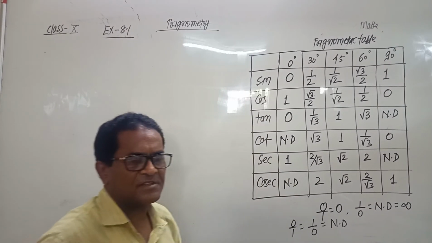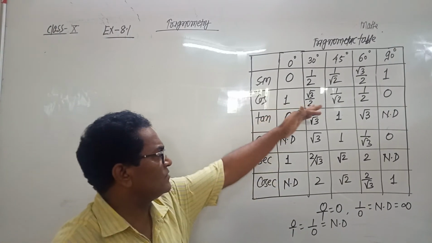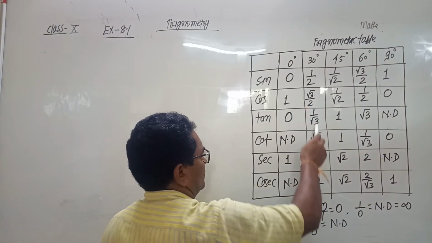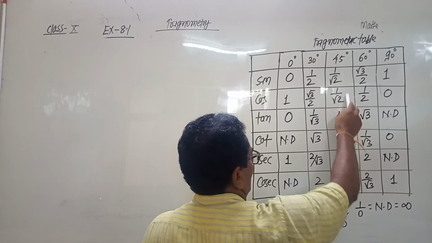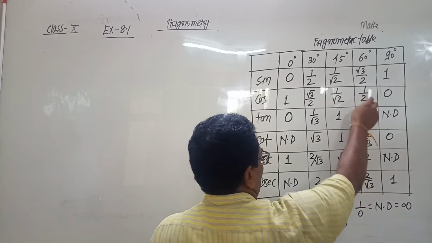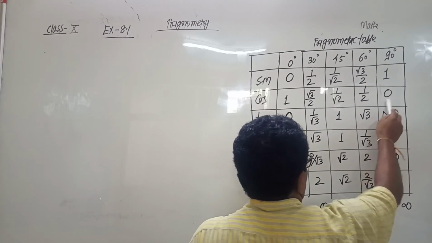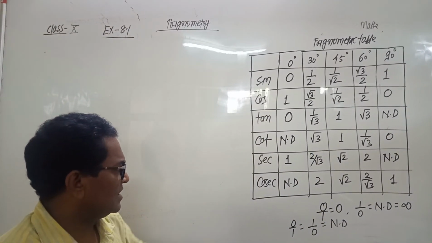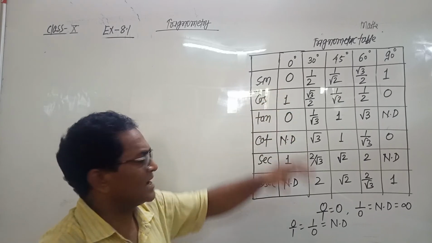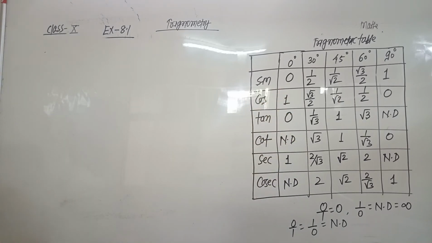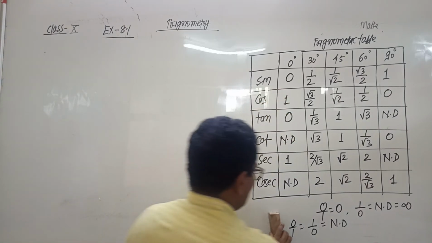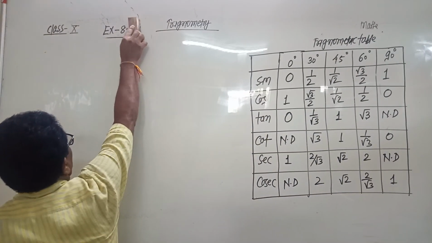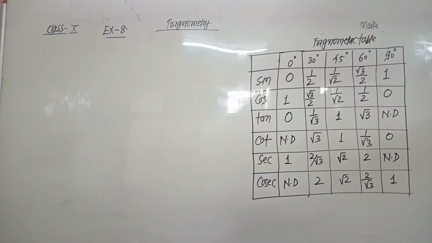To write the value of sec, we make the reciprocal of the value of cos. So reciprocal of 1 is 1, reciprocal of this is 2 by root 3, reciprocal of 1 by root 2, reciprocal of 1 by 2 is 2, and there is 0 upon 1, whose reciprocal is 1 by 0, not defined. And to write the value of cosec, we make the reciprocal of the value of sine. So this is the trigonometric table which we use in exercise 8.2.